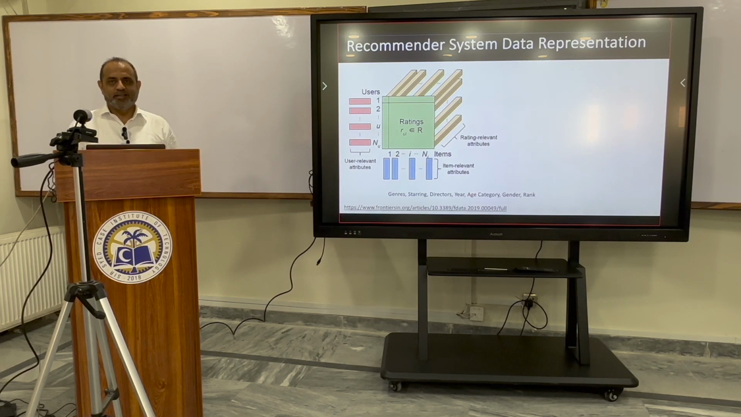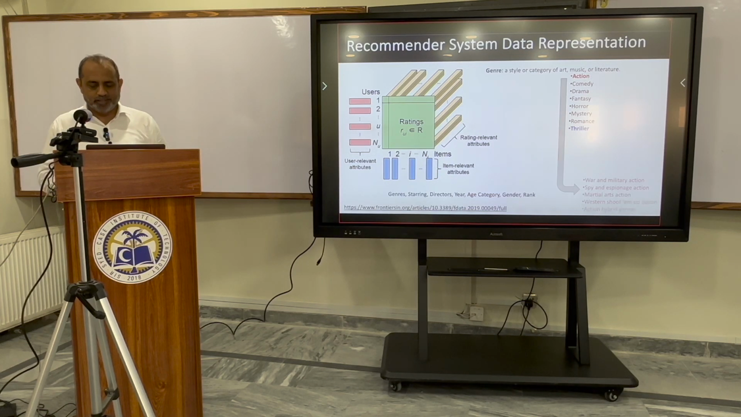And this will be my second idea of the startup, which I'll discuss. Very, very intricate. What makes it intricate is the type of data they feed into the recommender system. This is a genre, like what type of movie or drama it is. Is it action or comedy or drama or fantasy or horror? And then further to action, there is war and military action, spy and espionage. So they have so much data for every movie you watch in the background, in the database.